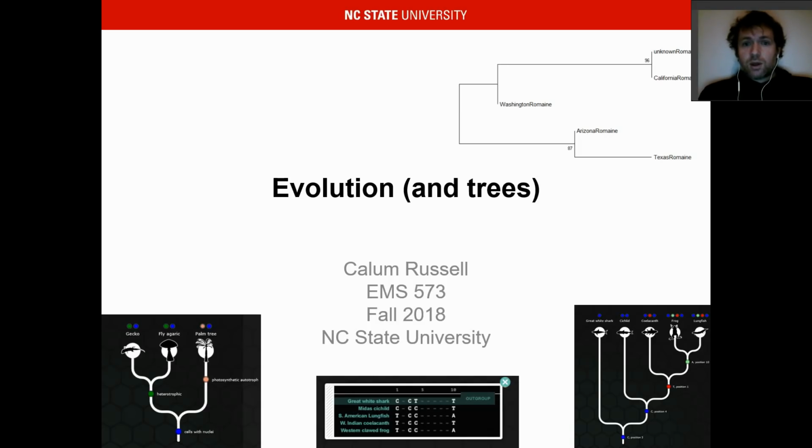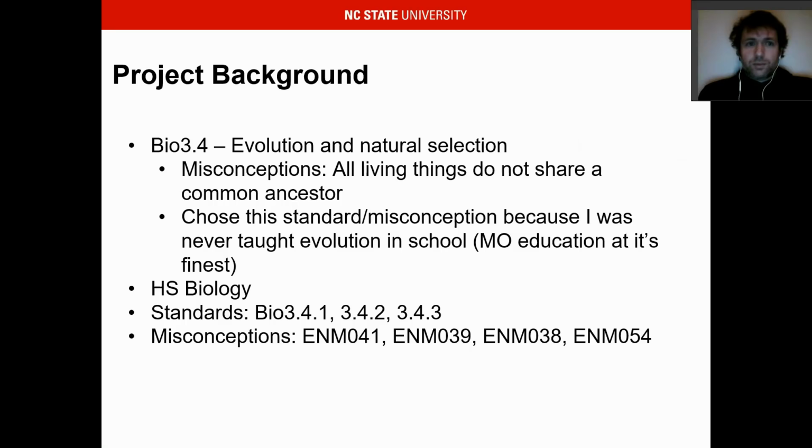Hi, so I'll do my 5 minute rundown on my final project. I did it on evolution and phylogenetic trees. The standards I'm addressing are Bio 3.4, basically evolution and natural selection. The misconception around this is that we do not all share a common ancestor, and that's, of course, untrue.